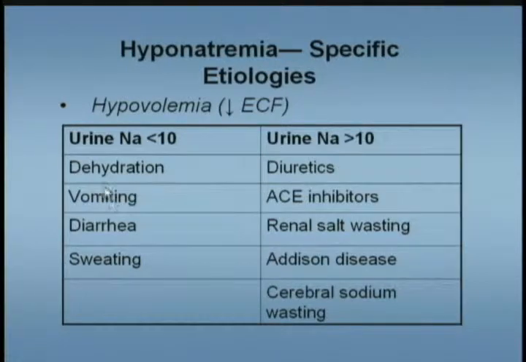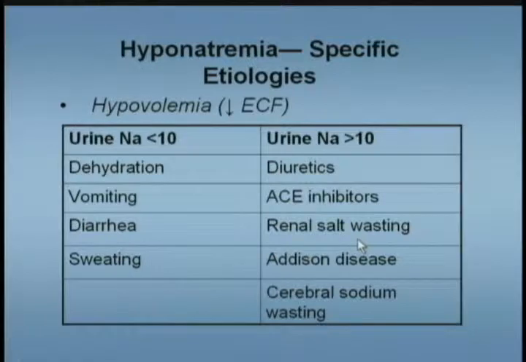Now, dehydration, vomiting, diarrhea, sweating, these are all reasons that you're intravascularly volume depleted, and the body wants to retain volume. Part of how it retains volume is it retains sodium. So the kidneys retain sodium, the urine sodium is low, and the fractional excretion of sodium will be low. But with diuretics, part of the reason that they work is that diuretics work by inhibiting sodium and chloride reabsorption.